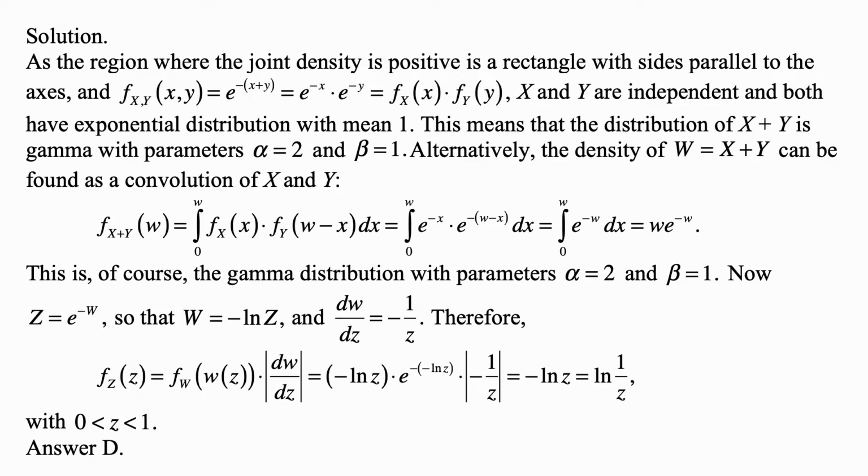Well, e to the minus ln of z, that's just z. And the absolute value of minus 1 over z is 1 over z, so it's z times 1 over z, so that cancels out. And what we're left with is minus the natural logarithm of z, or the natural logarithm of 1 over z. Now, remember what z is. z is e to the minus w.